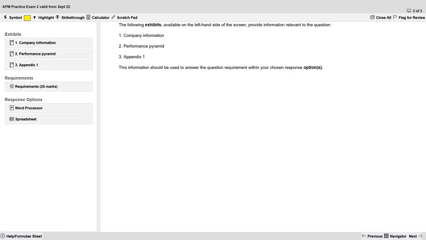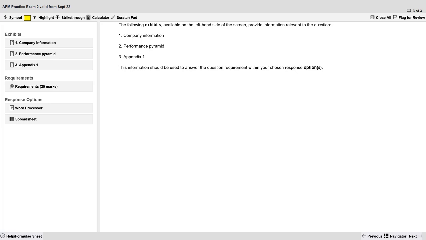We've got question three open, and the expression performance pyramid is jumping off the page at me. So I can tell right away that this question is all about the difficult topic, the performance pyramid. Before you try this question on your own, let me help you get started. First thing to remember is time management.